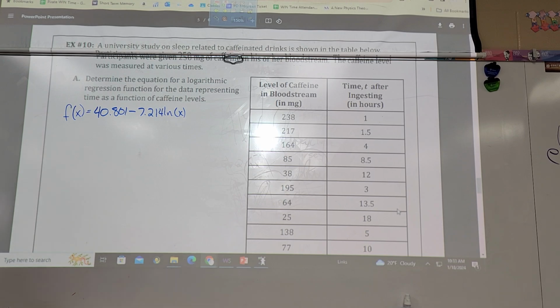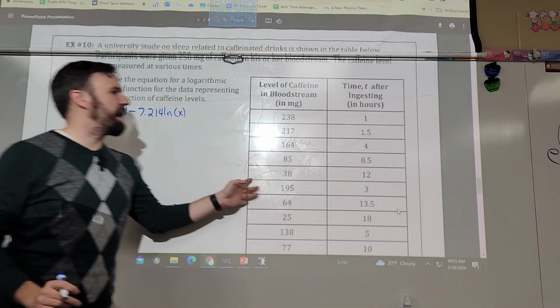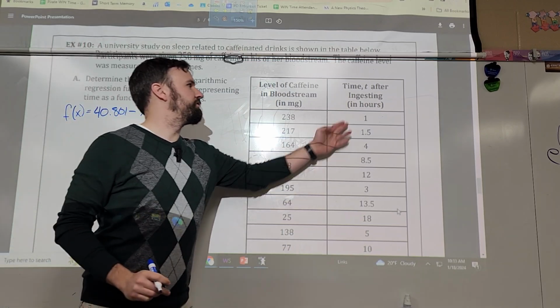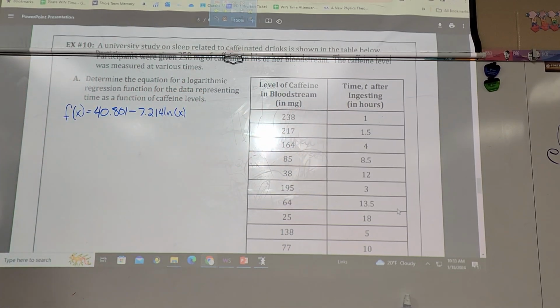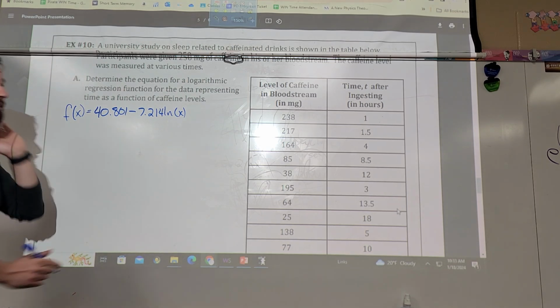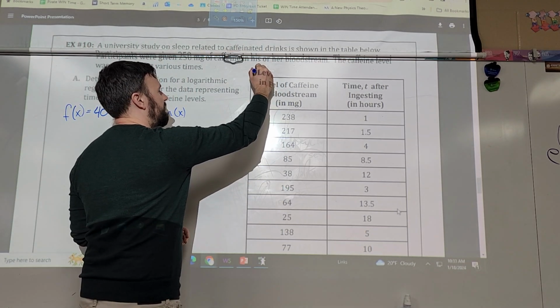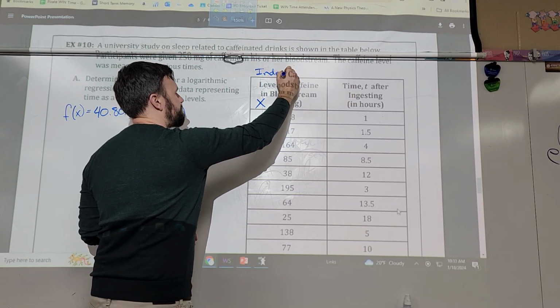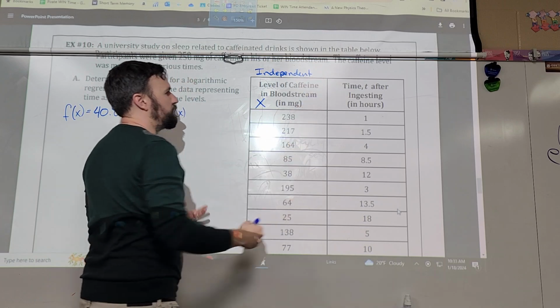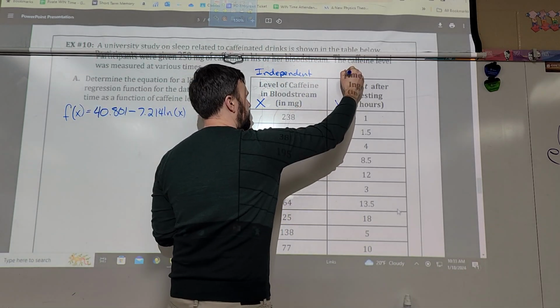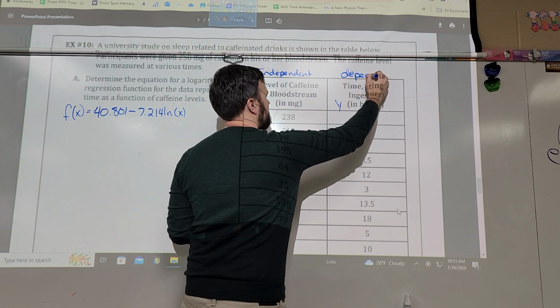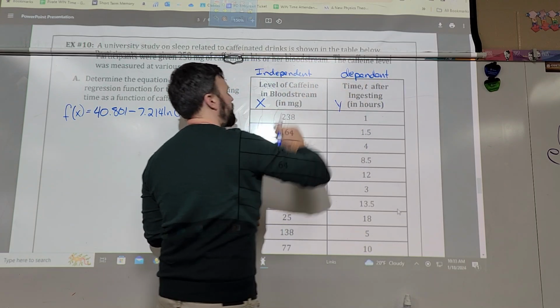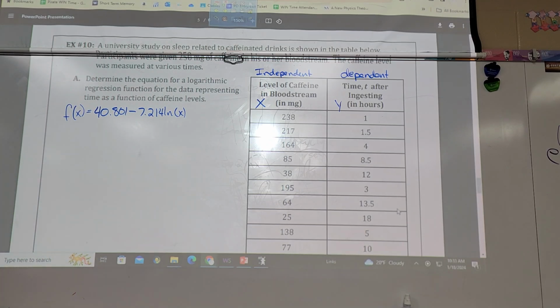Now, some big questions I want to ask myself. Which is my x and which is my y? We have time and we have level of caffeine. What are we affecting in this lab? What are we changing? So that makes it our x, because that's our independent variable. That's what we control. And then what are we measuring? The amount of caffeine. Be consistent, Mr. Twilliger. All right, we good on that? Yeah.